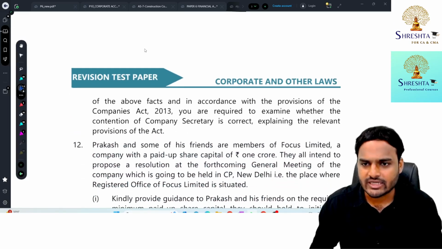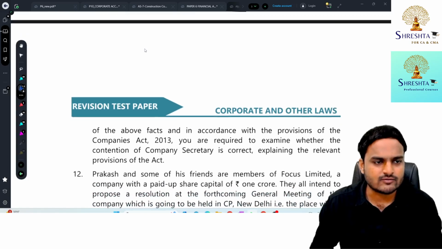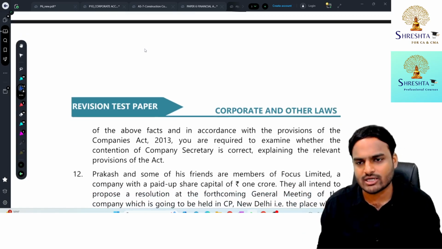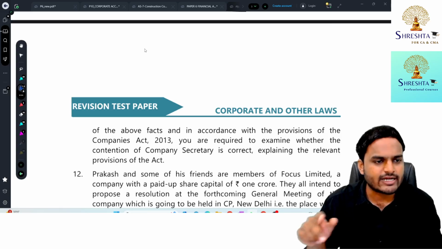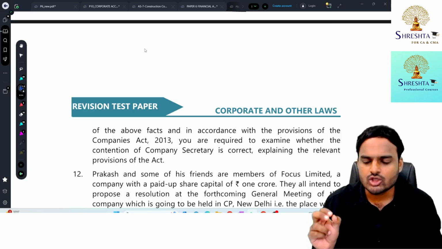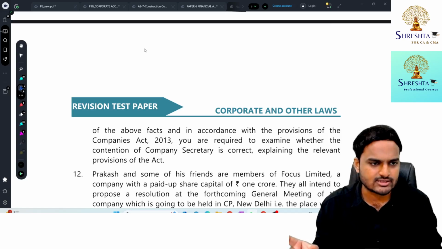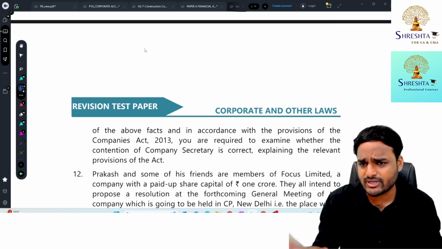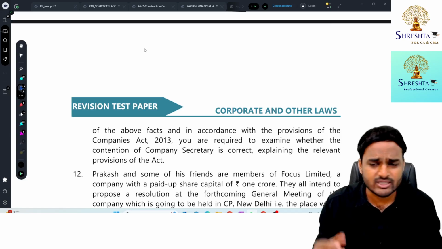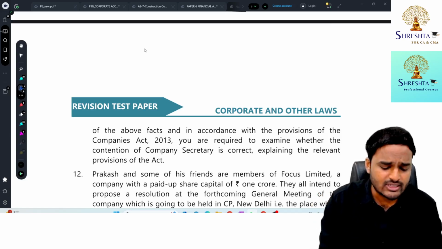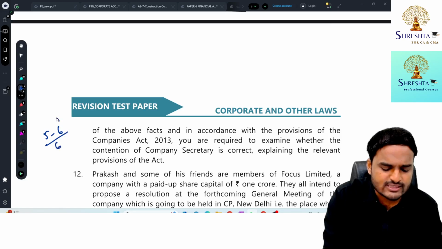Understood? Everyone. So first you need to write the provision of small company. Next, you need to write analysis. In analysis, you link up the provision with facts of the case. Conclusion: yes, it is not a small company. In this manner, if you write, you will definitely get 5 to 6 marks out of 6 marks.